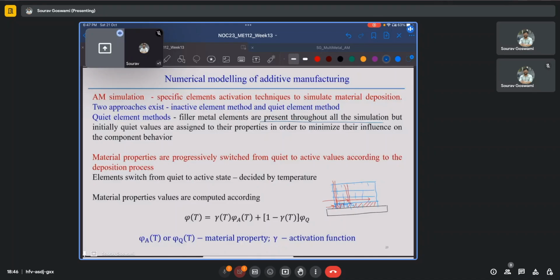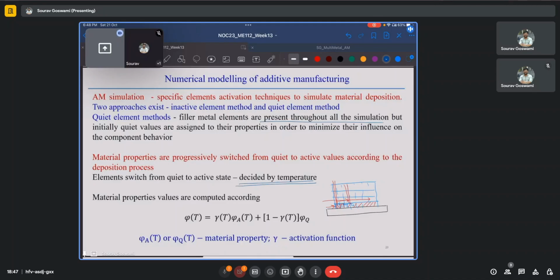So usually one of the activation functions which can decide this is a temperature dependent function. So once the temperature in a certain region, say an incremental volume or incremental element, crosses the threshold temperature, we can activate the material in there, and then the material properties of that element can contribute to the overall process.